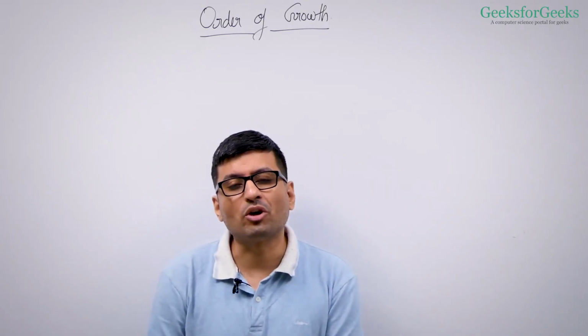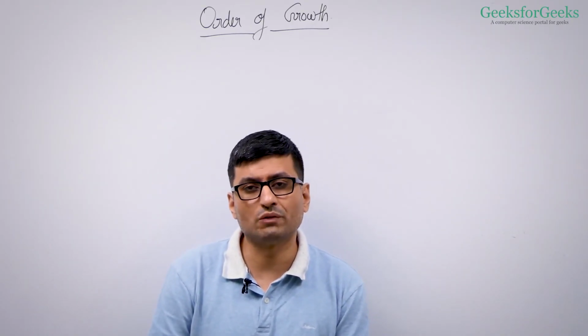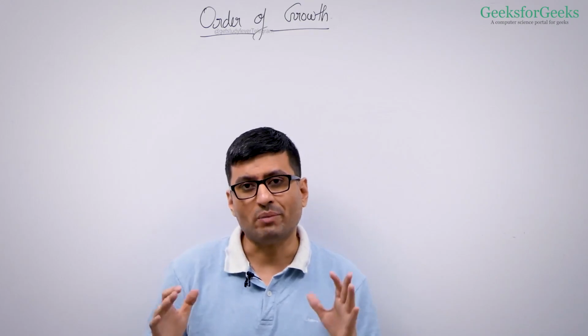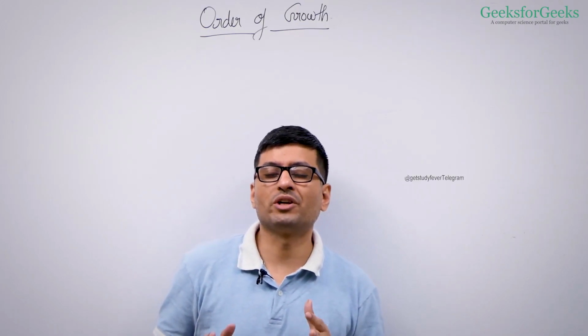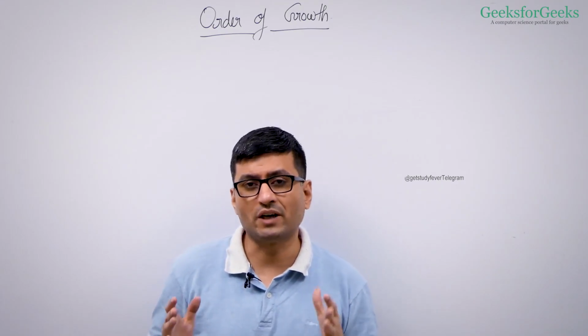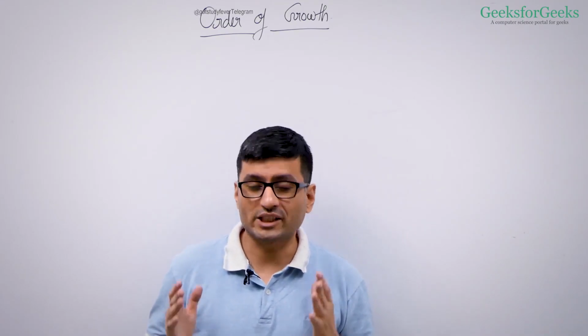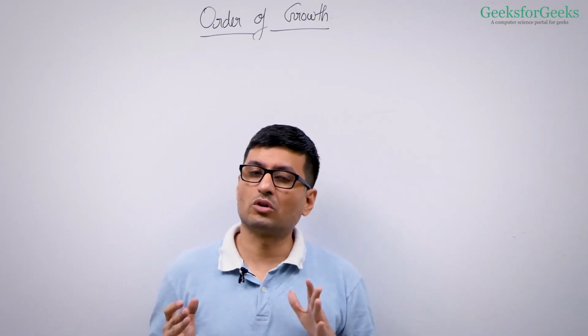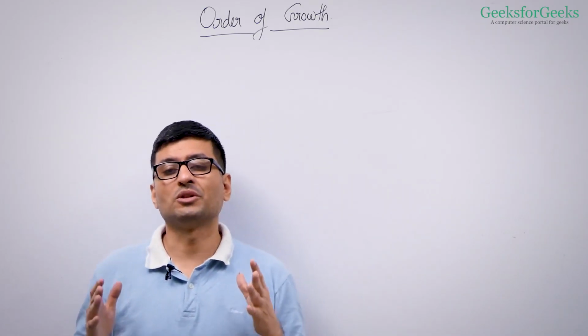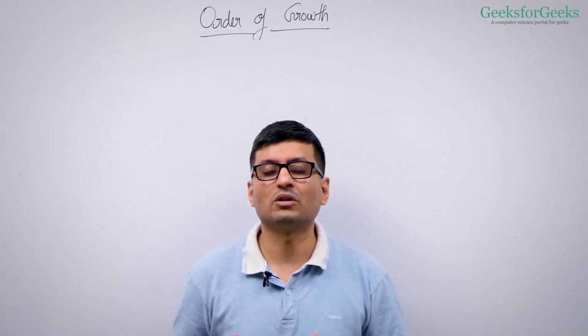In this video, we talked about order of growth of functions, which was some mathematics that we did. In the next video, we are going to talk about mathematical notations. We call them asymptotic notations, which are used to represent order of growth of functions, and which are used to compare order of growth of functions.